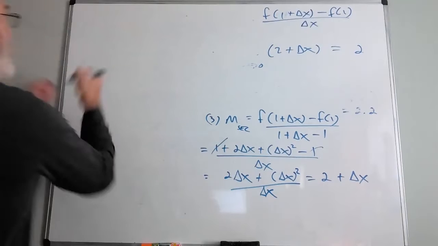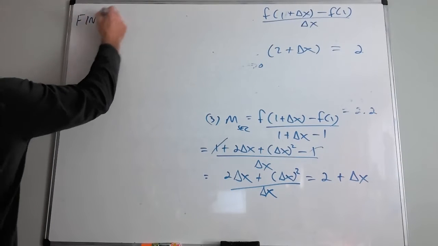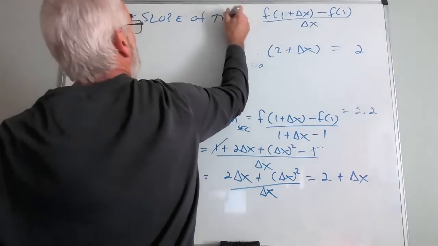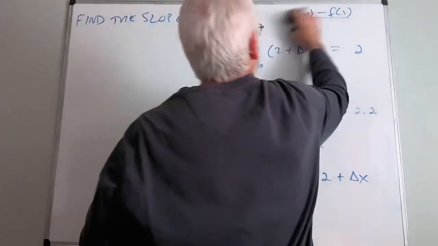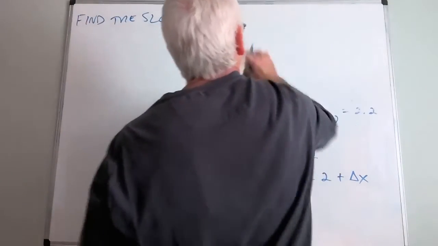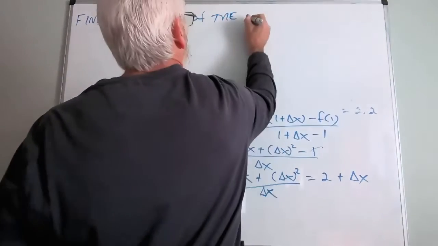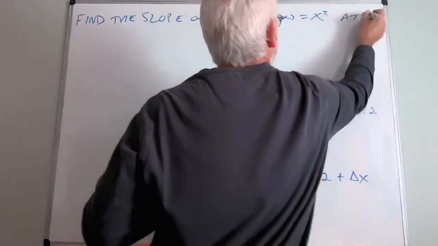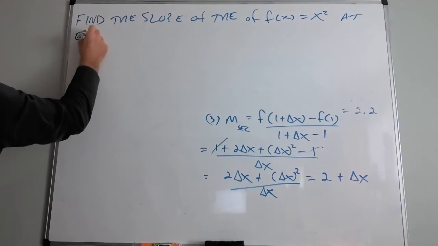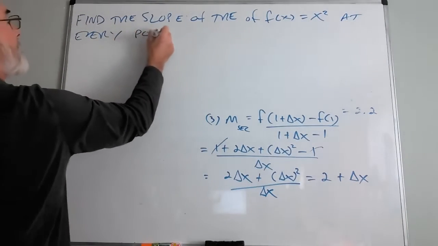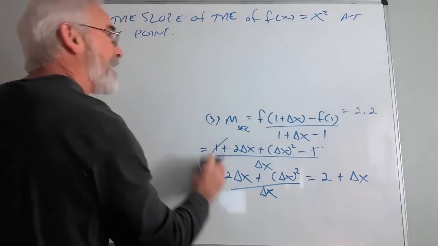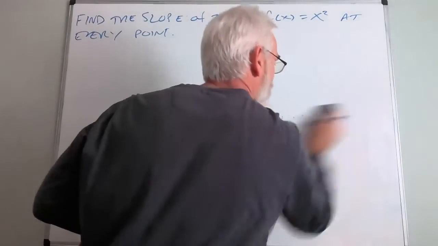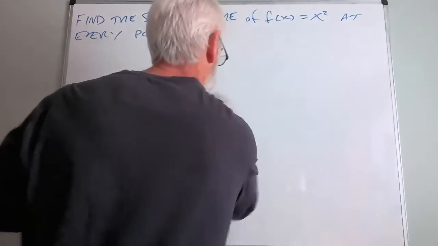All right, so let's find the slope of the tangent line. I'm starting to do more erasing here. Of f of x equals x squared at every point. Okay, well, how do I do that? Well, I do the same process. I just don't evaluate it at 1. I leave it as an x.